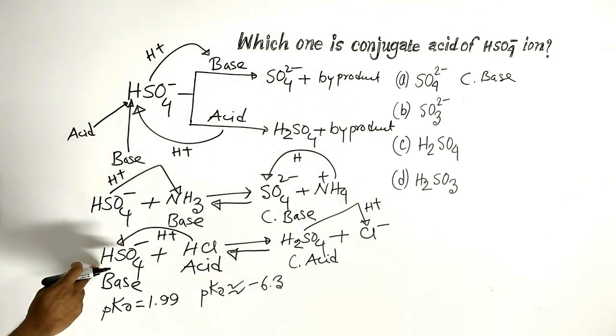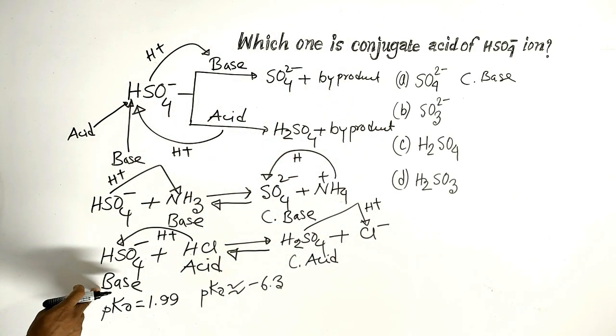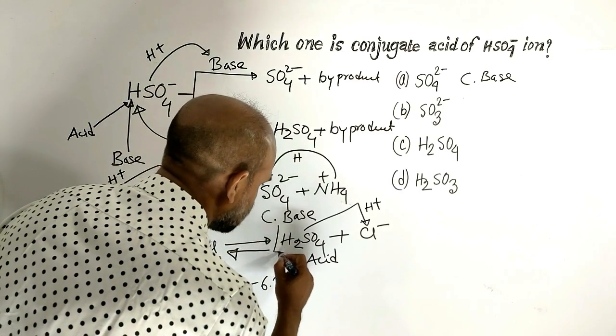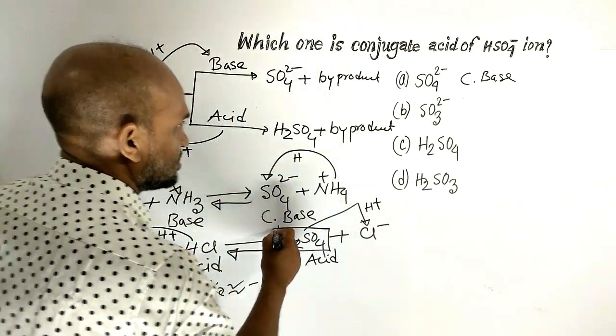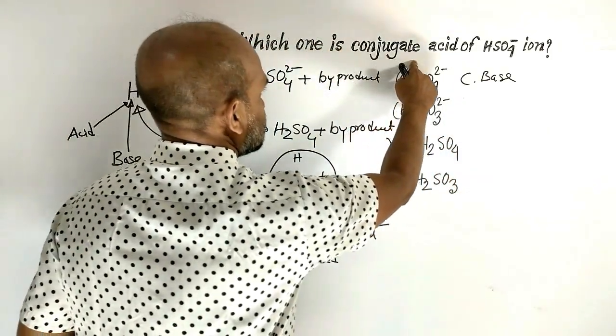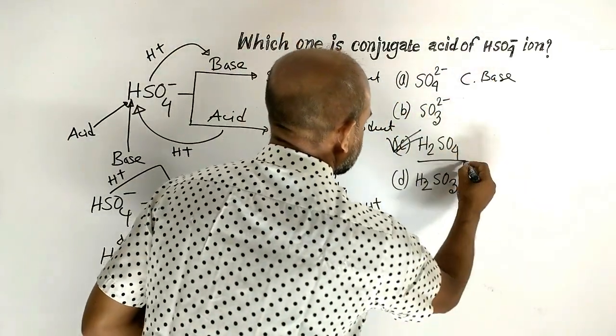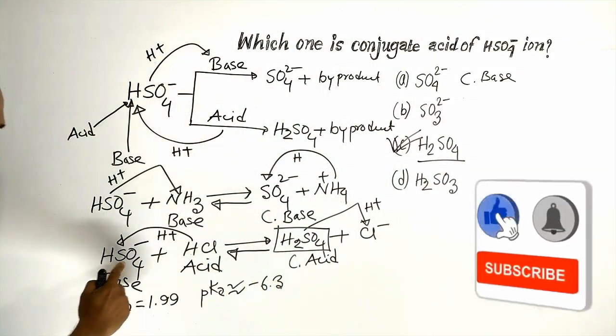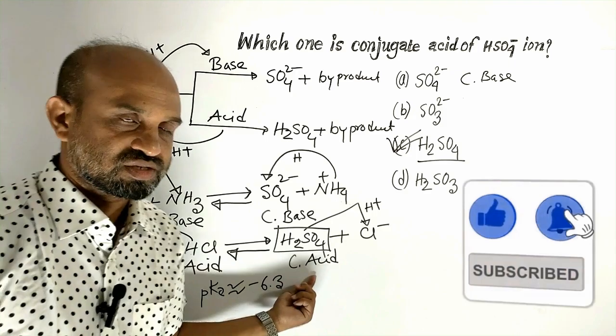So the bisulfate ion is the base and its conjugate acid is sulfuric acid. That is, the conjugate acid of the bisulfate ion is sulfuric acid.